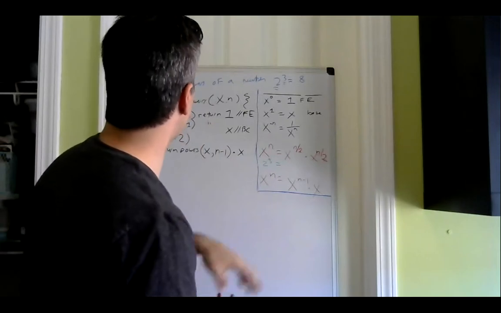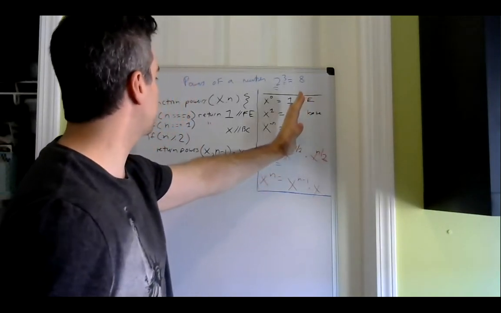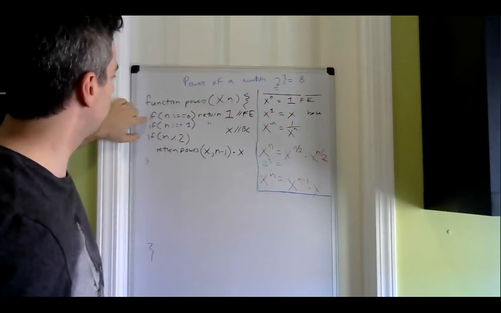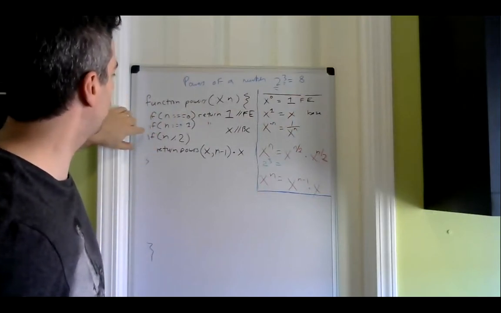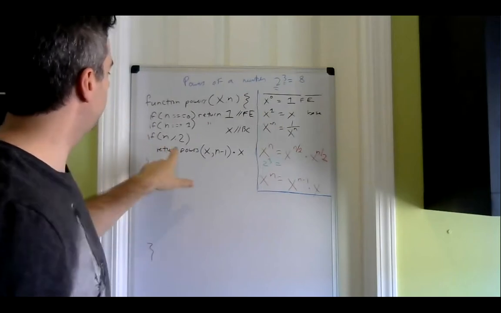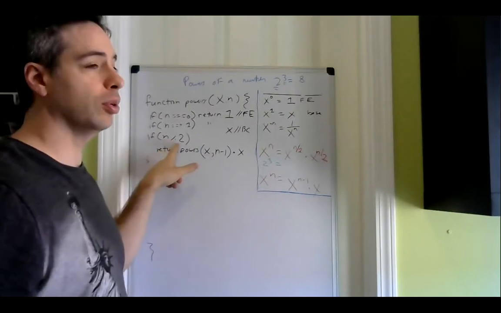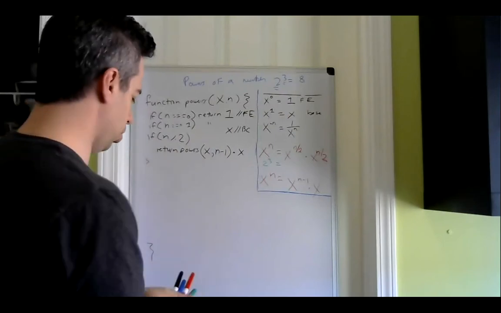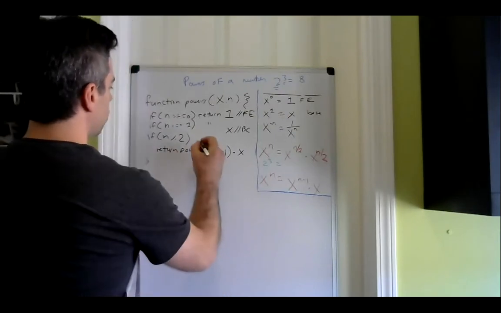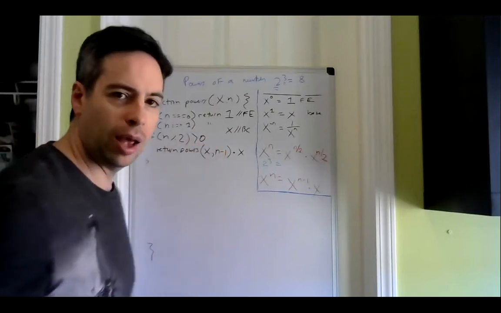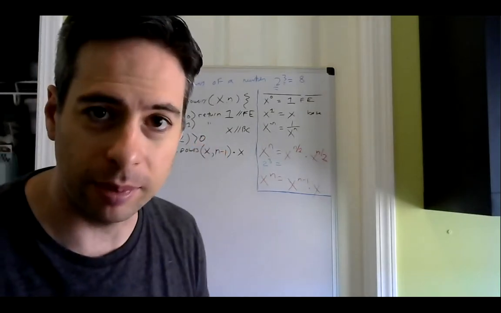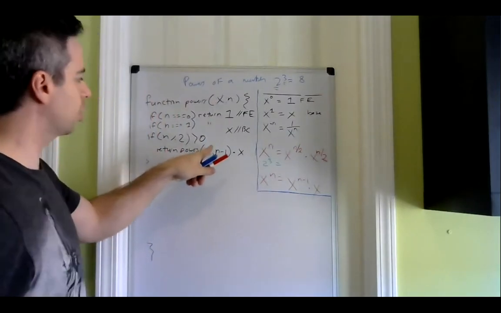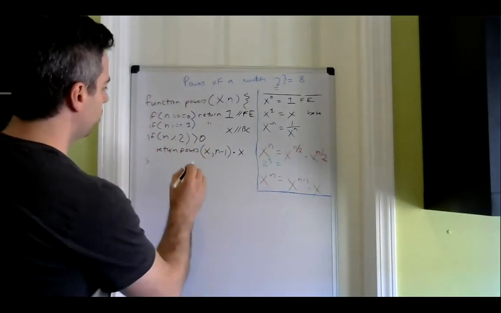I've translated these base cases into the code to save some time. If n is 0, return 1. If n is 1, return x. If n modulo 2 is greater than 0, I apologize if you're hearing my snoring cat behind me. She's just snoring. If greater than 0 means it's odd, how do we deal with that?